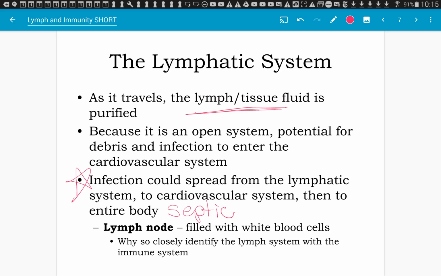So throughout the lymphatic system, these lymphatic vessels travel through lymph nodes. And this is the key to cleaning up that fluid, okay? And in the lymph node, we have white blood cells. There's a couple kinds that live in the lymph node that live to fight infection, okay? And because there are white blood cells there, that's one reason it's so closely lumped with immunity.